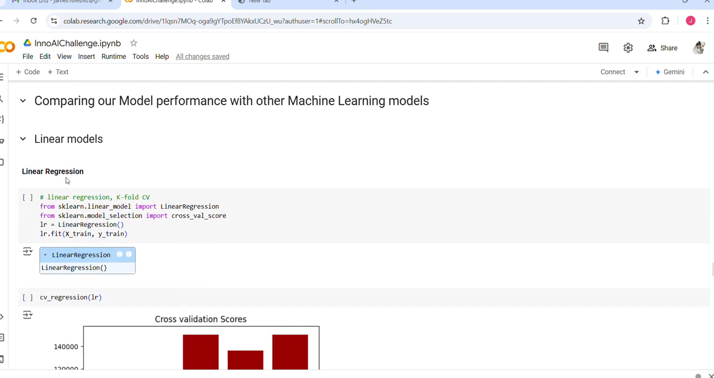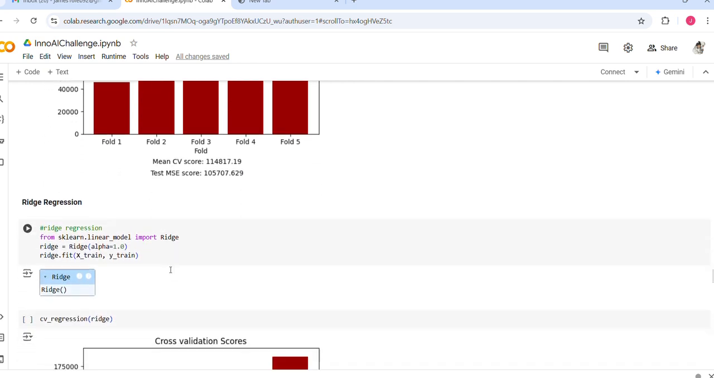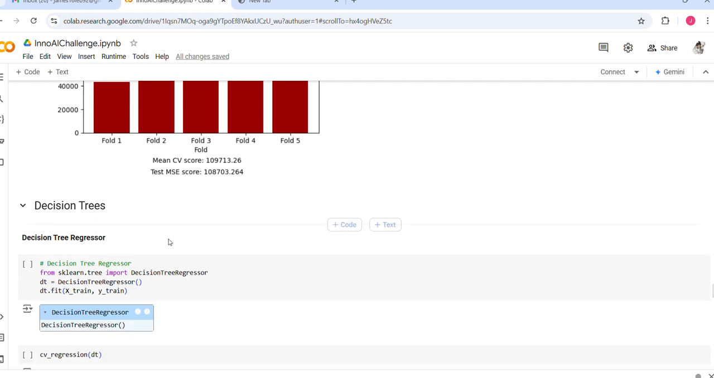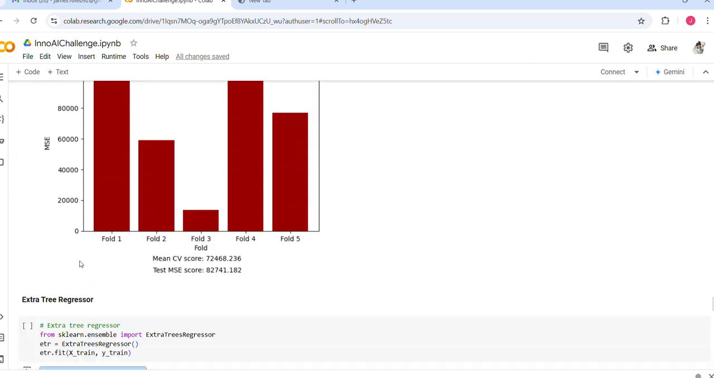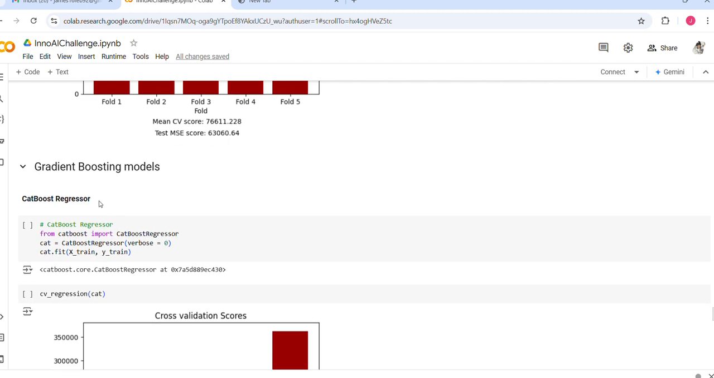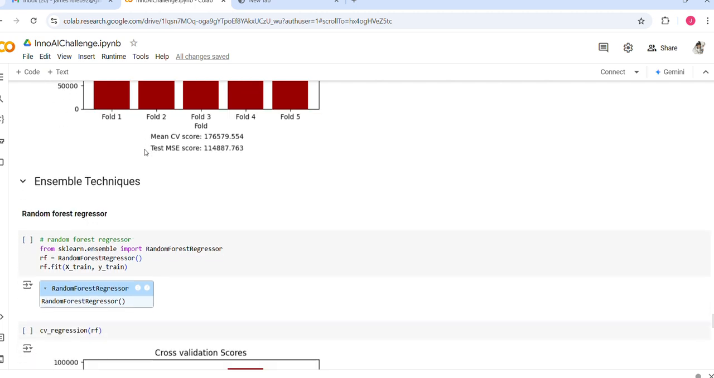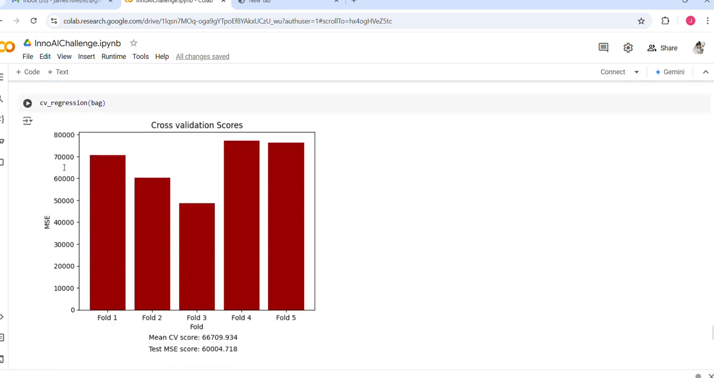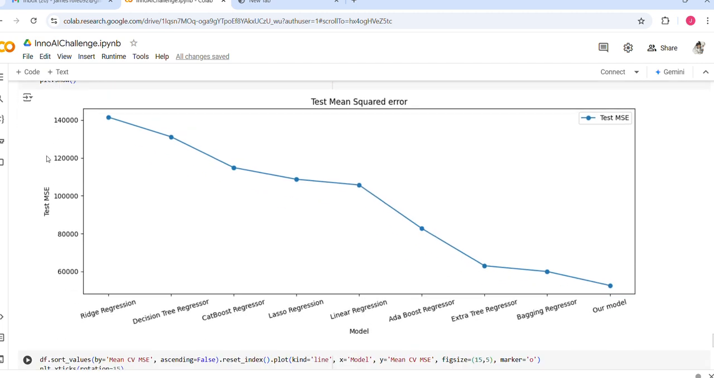From linear models, we can try linear regression, which is getting a lot higher mean square error compared to our model. We can also try ridge regression and lasso regression as well. On the decision trees, we can try decision tree regressor, AdaBoost regressor, extra tree regressor as well. For gradient boosting models, we can use CatBoost regressor, and in ensemble we can try a random forest and bagging regressor as well. And now let's compare our model accuracy with other models.